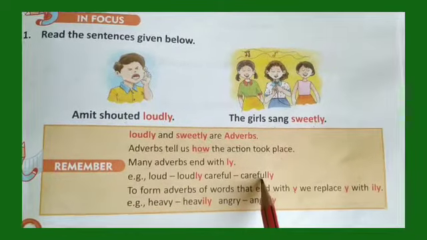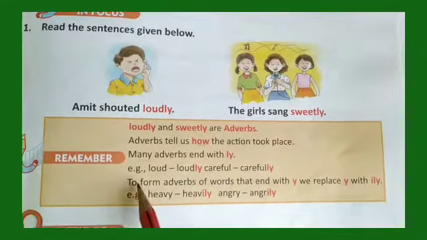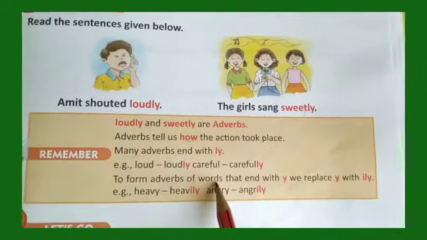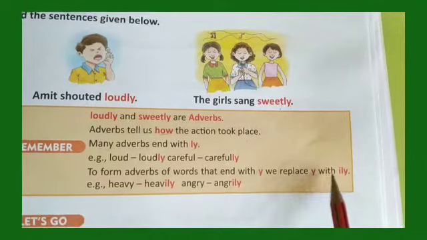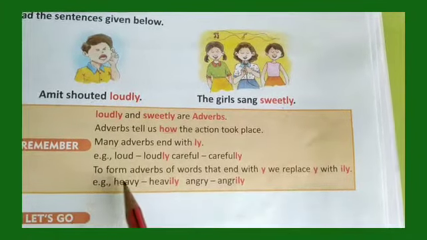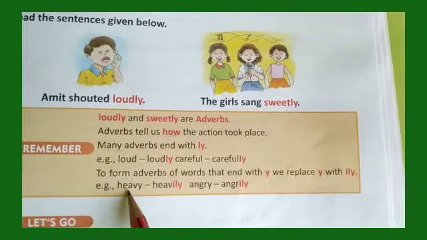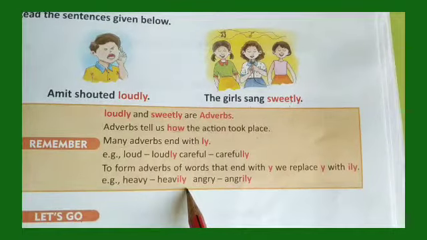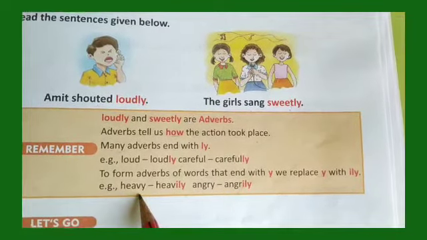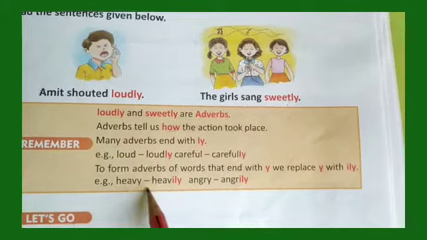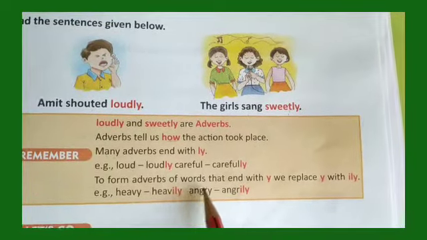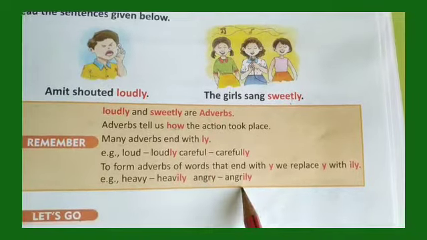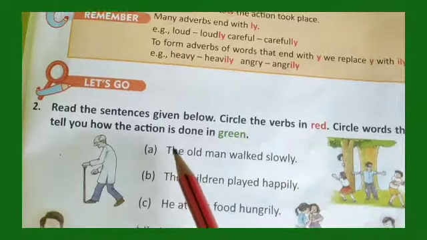Careful, carefully. To form adverbs of words that end with y, we replace y with ily. For example, you see here, heavy, heavily. So y is removed, and instead of y comes ily. Angry, angrily. Right?